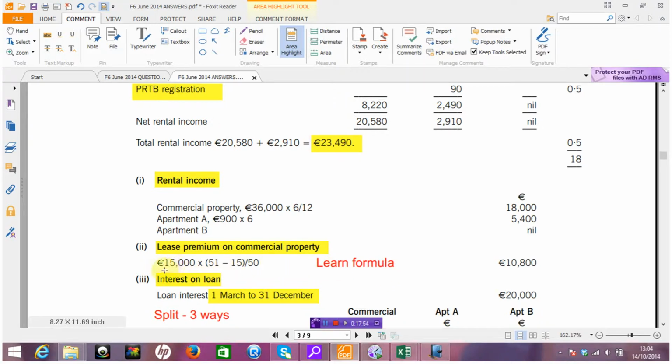So what we have to do is multiply the premium times 51 minus n, or the length of the lease, and then just divide by 50, and then we're going to get the income element. We're just going to add that into income.